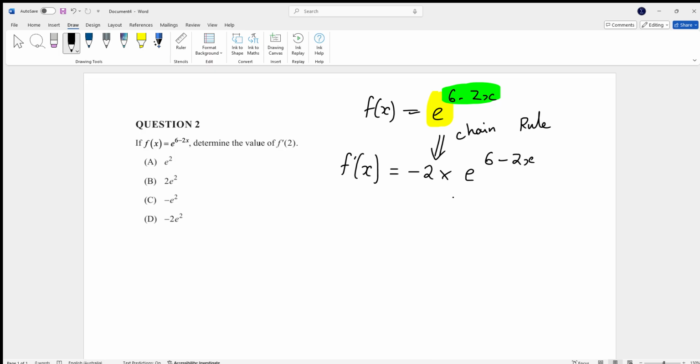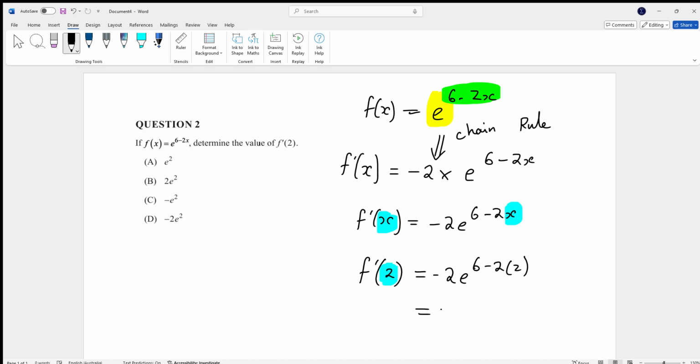Now what we're going to do is, we don't even have to simplify it too much at all, we just leave it like that. Now, once we have our derivative, we work out what f dash of 2 would be. So in this case here, wherever there is an x, you are going to replace it with a 2. So here, the only place you're replacing it is just there. So negative 2 e to the power of 6 minus 2 times by 2. So here, this gives us negative 2 e to the power of 6 minus 4, which turns into 2, so the gradient is negative 2 e all squared. So your correct answer here is going to be D.